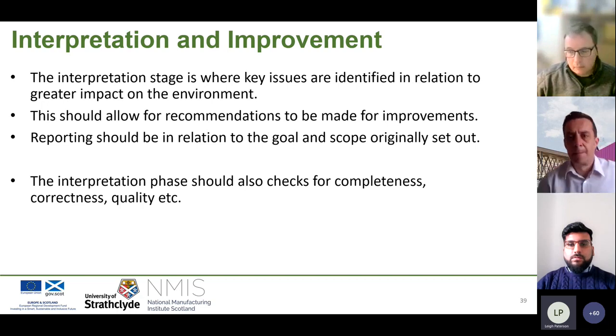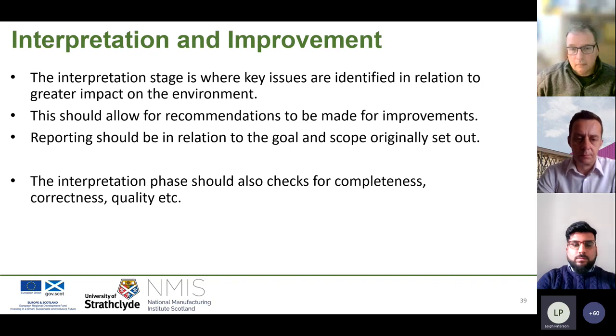And also, at the interpretation stage, you will get a report essentially of your results, and that should be put into any reporting or mandatory reporting that you require.